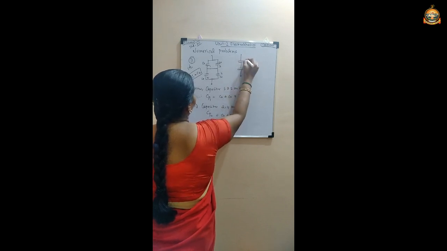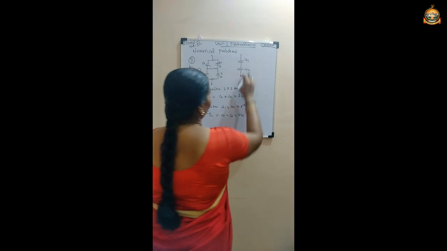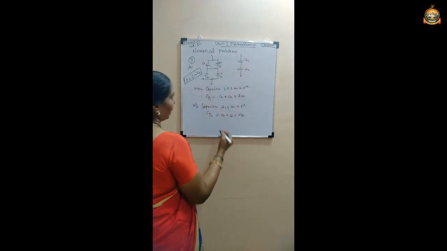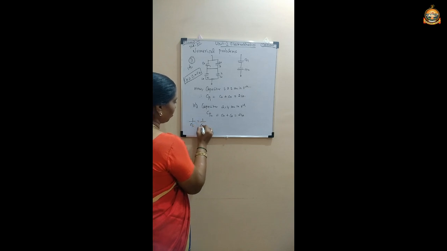But this is Cp1, this is Cp2. Now, these two are in series connections. Now, what is the effective capacitance we have to calculate? Capacitance in series, what is the formula? 1 by Cs equal to 1 by C1 plus 1 by C2.